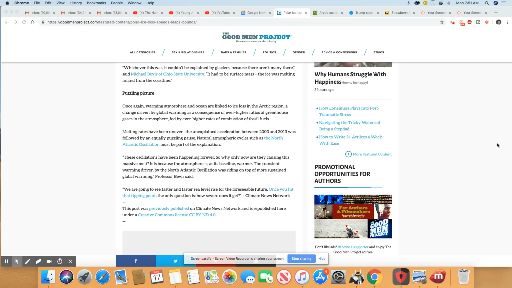Once again, warming atmosphere and ocean are linked to ice loss in the Arctic region, a change driven by global warming as a consequence of ever higher ratios of greenhouse gases in the atmosphere, fed by ever higher rates of combustion of fossil fuels.